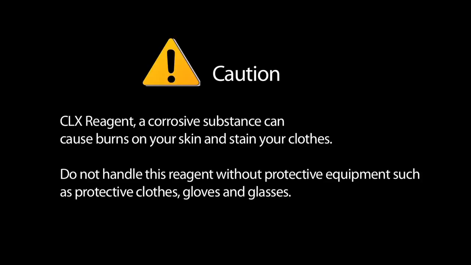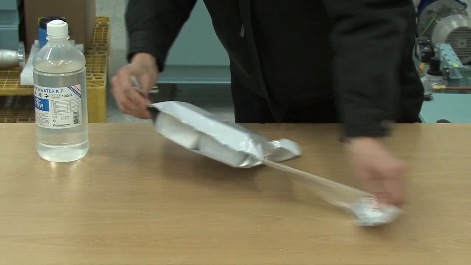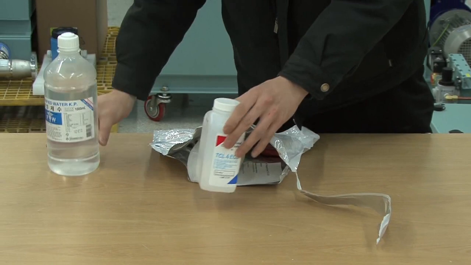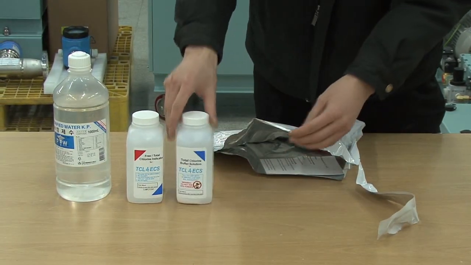Replacement of supplies. Step 1. Prepare chlorine indicator, buffer solution, DPD powder and distilled water. Reagent replacement interval, 1 to 2 months.